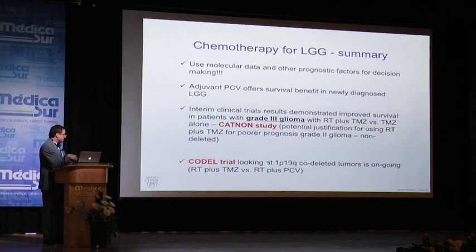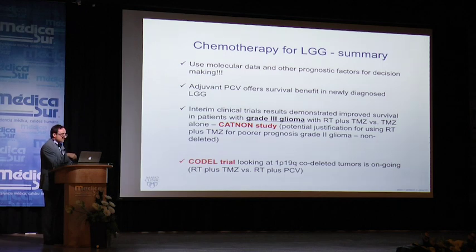The big question is going to be answered by the CODEL study that's looking at 1p19q co-deleted tumors, and it's randomizing radiation with temozolomide versus radiation with PCV. So this is the study we're really waiting for the results for, because it will allow us to finally say, should we abandon PCV completely and move to temozolomide, or maybe temozolomide will be inferior. So it's going to be a few years before we find out.